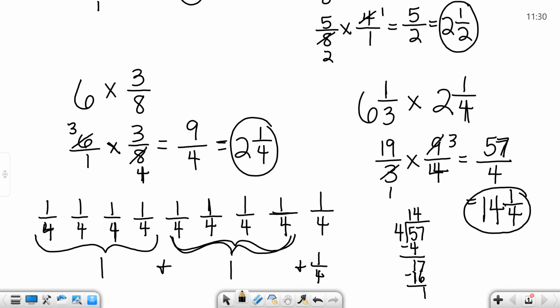This is beginning to look like a kindergartner did it. I apologize. I'm not sure what's going on with this board or this pen.